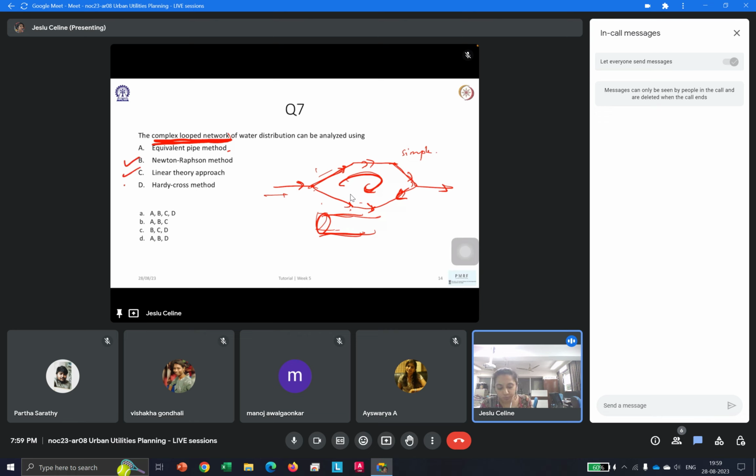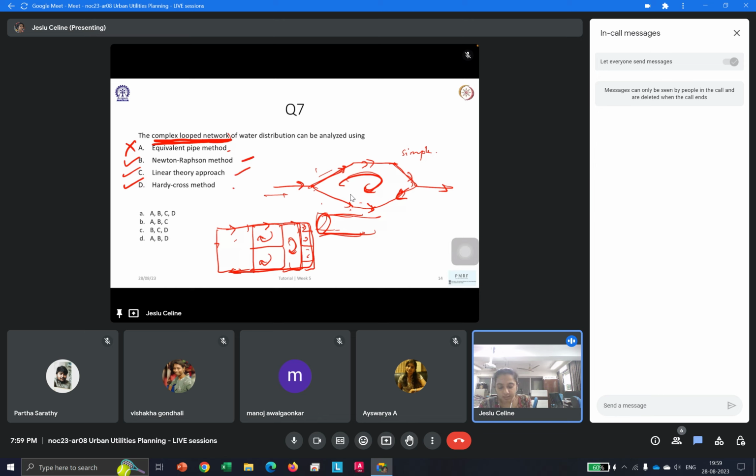By complex loop, we mean, if this is a simple one, it's going. Now here there are two small loops. There is one loop here, there is one loop here. Now imagine again there is one more loop here. Now these are three other loops. There's a loop within a loop. So this itself becomes a loop, and within it, three small loops. Now there is another loop. So there are loops within loops. So that is a complex loop network. To solve a complex loop network, the equivalent pipe method cannot be used. We need to go with Newton-Raphson, linear theory, or Hardy-Cross.